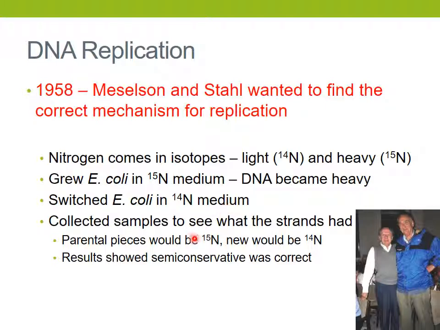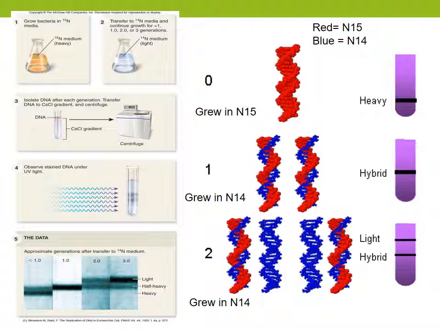So what they saw was that the parental pieces, meaning the original pieces that were starting out, were N15, because that was how the DNA was grown in the beginning. And then when they switched it to N14, new strands that were made were N14. So that helped explain that there was this semi-conservative mechanism going on where, as you can see here, at first everything is N15 in red.